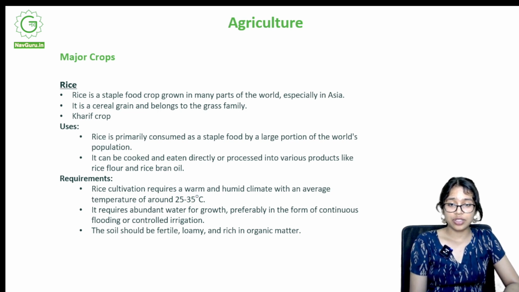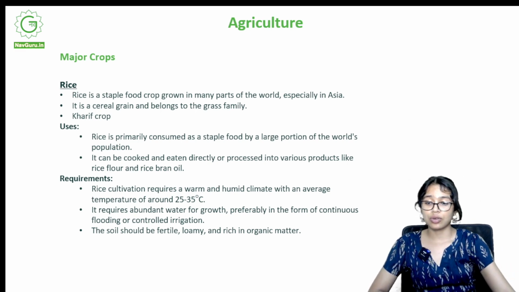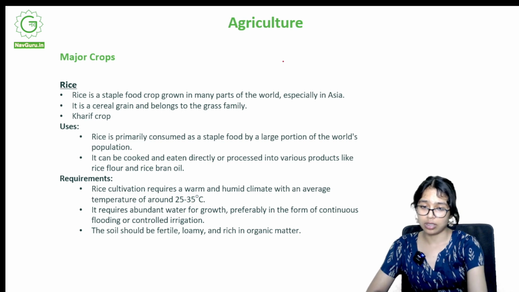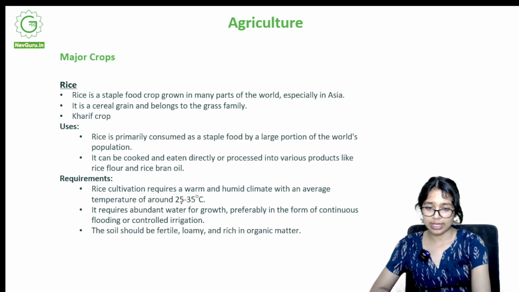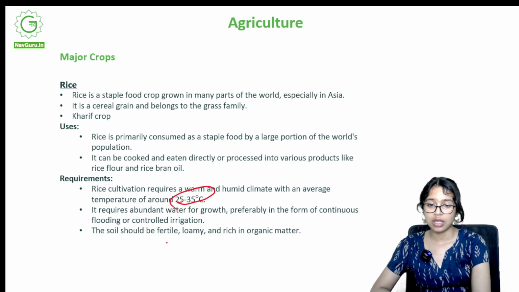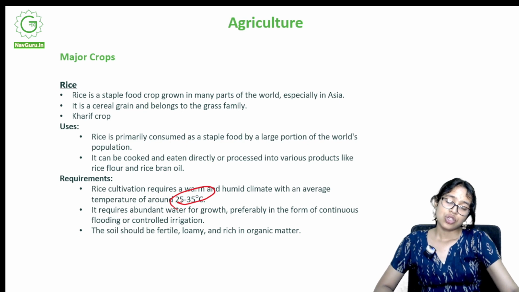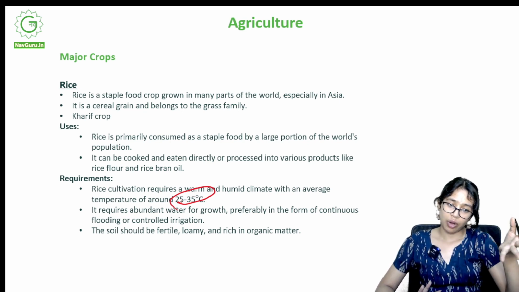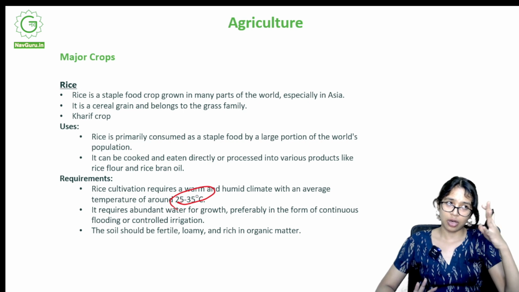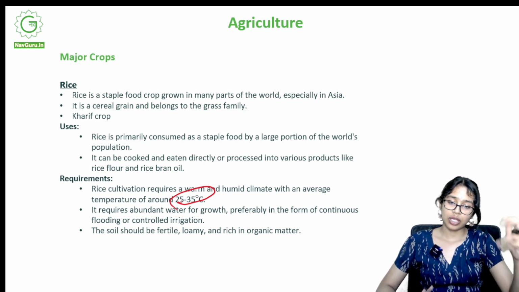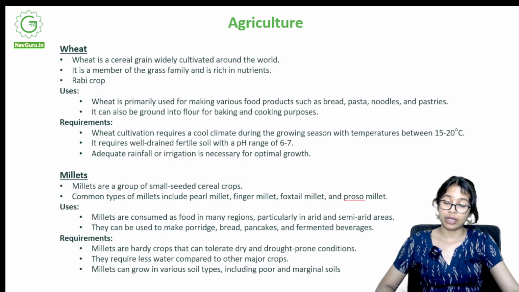Requirements. Rice cultivation requires a warm and humid climate with an average temperature of around 25 to 30 degrees Celsius. So the temperature required by a rice plant, rice sapling, is 25 to 35 degrees Celsius, and it requires abundant water for growth, preferably in the form of continuous flooding or controlled irrigation. The soil should be fertile, loamy and rich in organic matter. So for rice to grow, it requires abundant water in the form of flooded or controlled irrigation, and the soil provided should be loamy, fertile and rich in organic matter.